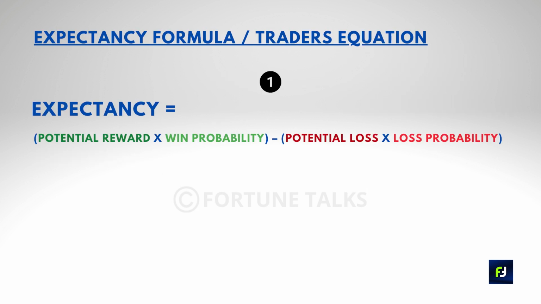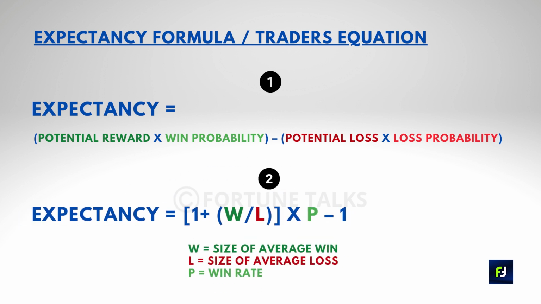And expectancy is given by potential reward multiplied by the win probability minus potential loss multiplied by the loss probability. Or in short, the formula can be written as expectancy is equal to 1 plus W by L multiplied by P minus 1, where W means the size of your average win, L means the size of your average loss, and P means your winning rate. Out of the 2 formulas, I personally recommend you use the first one as it is easier to comprehend and make sense of.